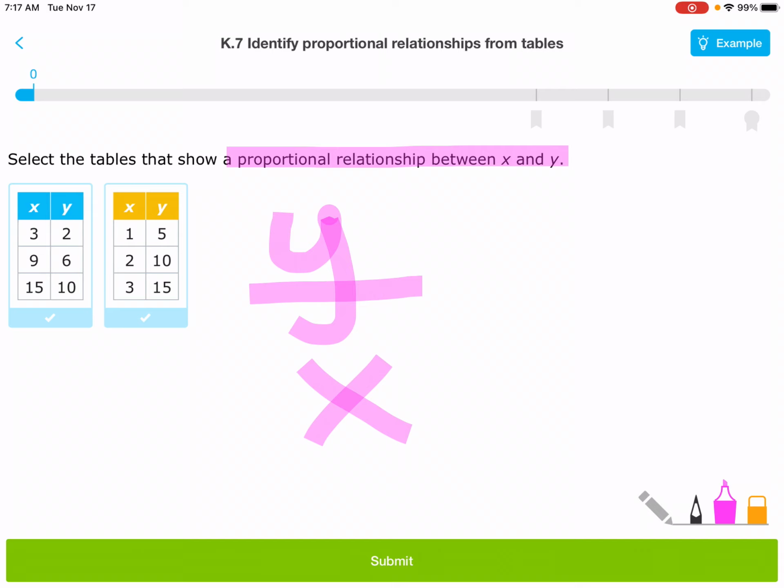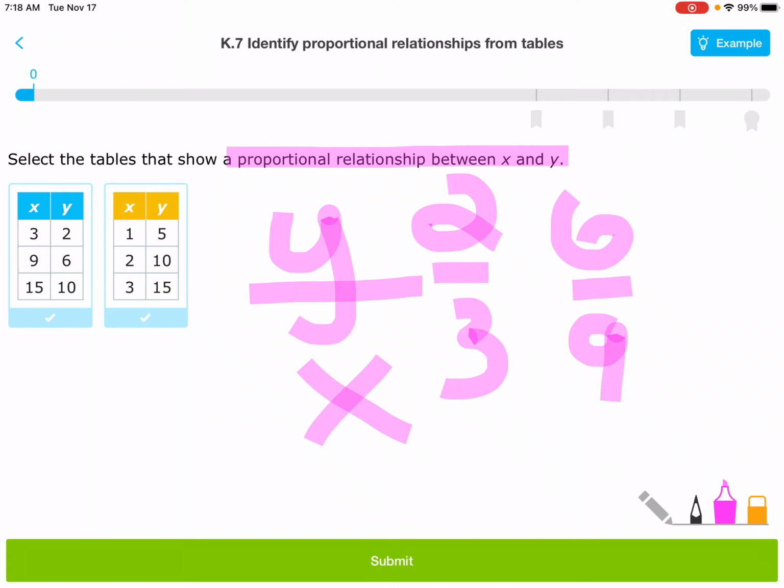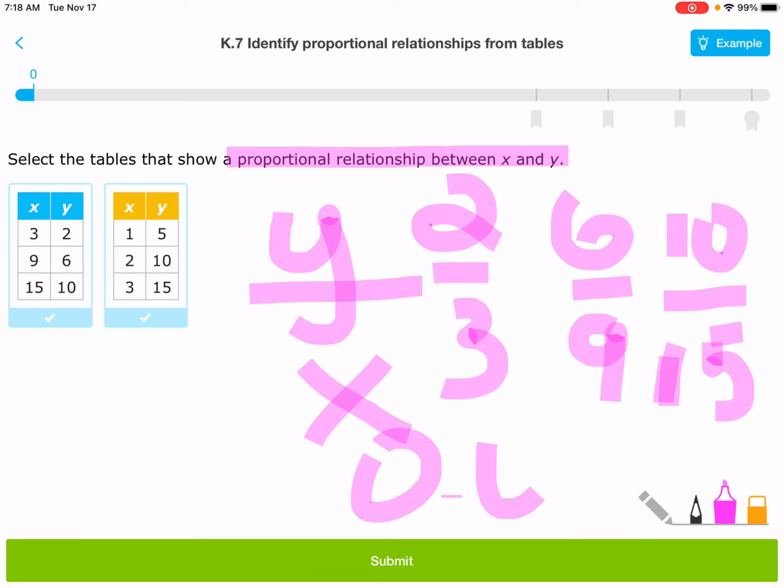So in the first table, I have 2 over 3, I have 6 over 9, and I have 10 over 15. So what you would do is use your calculator and do 2 divided by 3. And you should get 0.66 repeating. And then you would do that same thing with 6/9. 6 divided by 9. If that gives you the same answer, then those two quantities are proportional.